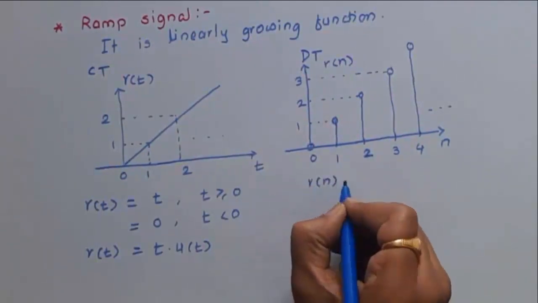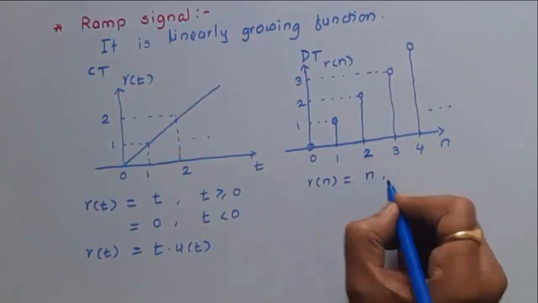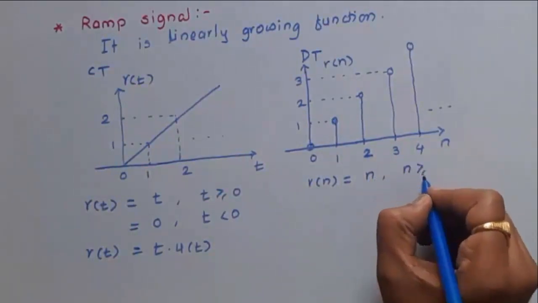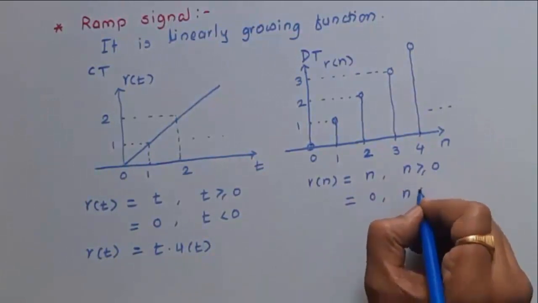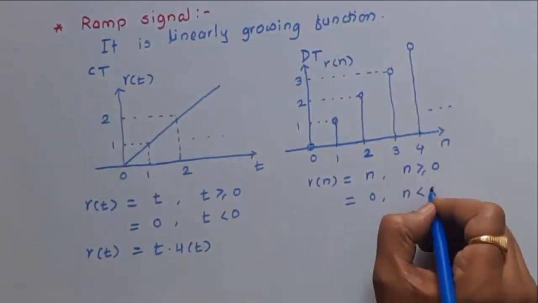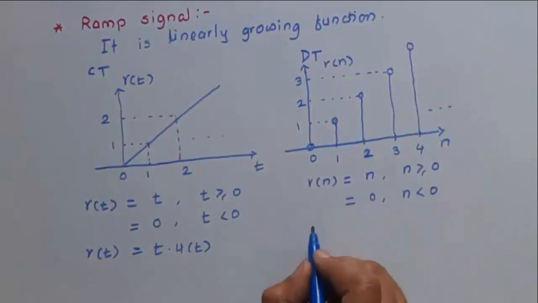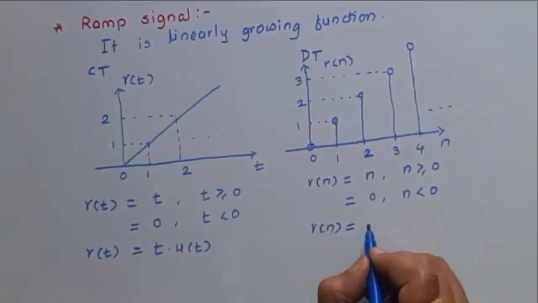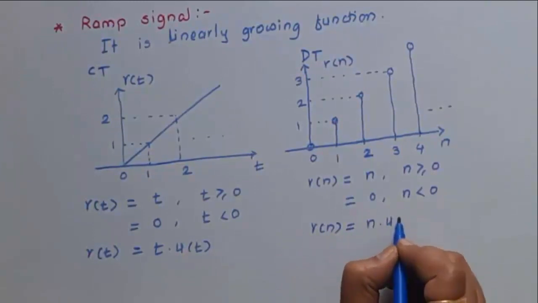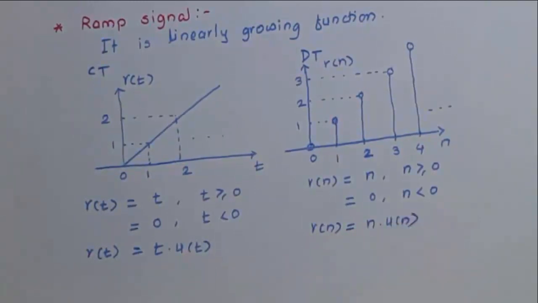Mathematically, we can represent the signal r[n] = n for n greater than or equal to 0 and r[n] = 0 for n less than 0. Or we can represent it in terms of unit step as r[n] = n · u[n].